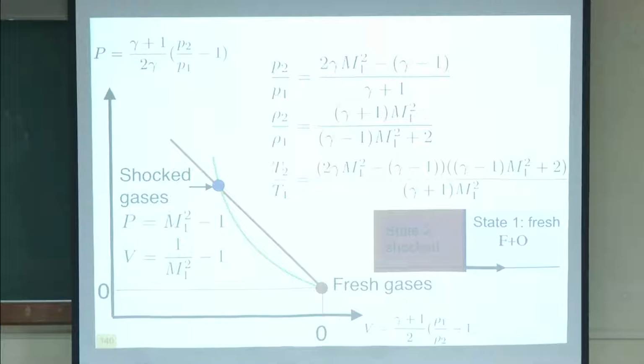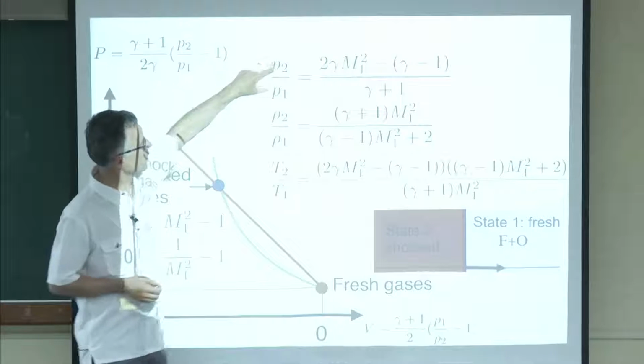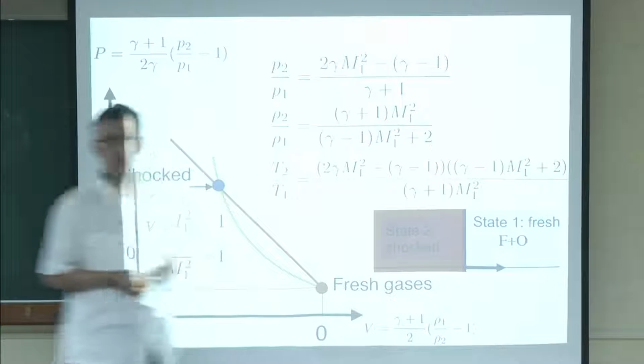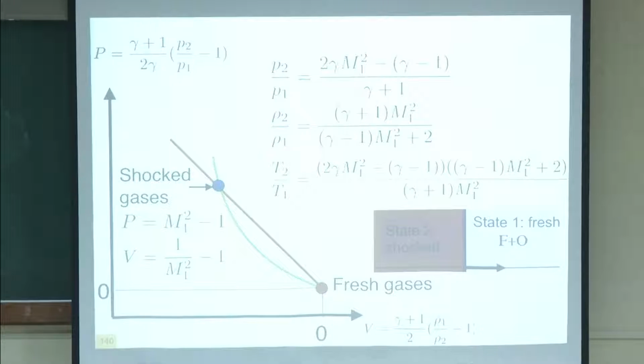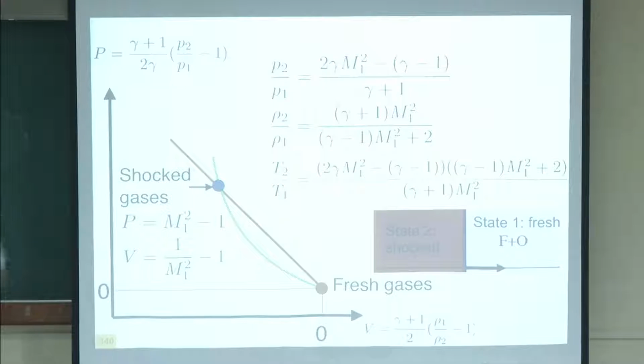That means that once you have this solution, you can go back to the real pressure jump, and here is the real pressure jump in a shock as a function of gamma and M1 square, which is the Mach number squared of the fresh gases. And you have the density ratio, the temperature ratio, you have everything. So that's the case where you have a shock traveling in a flow, no heat.